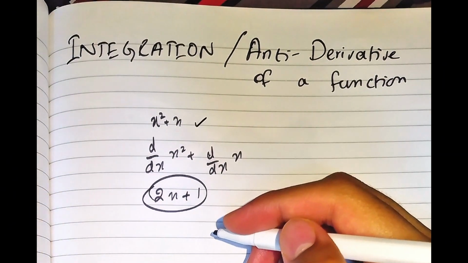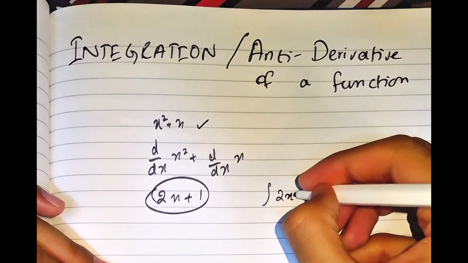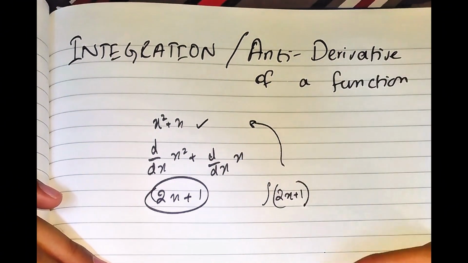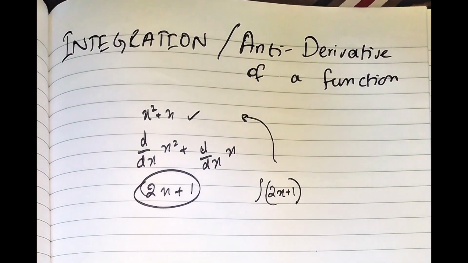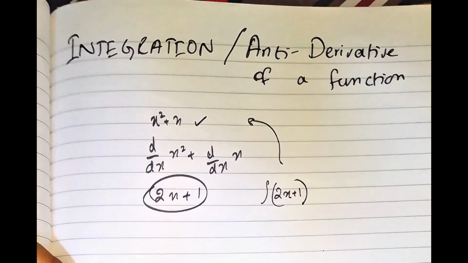Now, if we just reverse this process, if we take the integral of 2x plus 1, we are going to get the function x square plus x. So this is basically integration. It is the opposite of taking the derivative of a function.